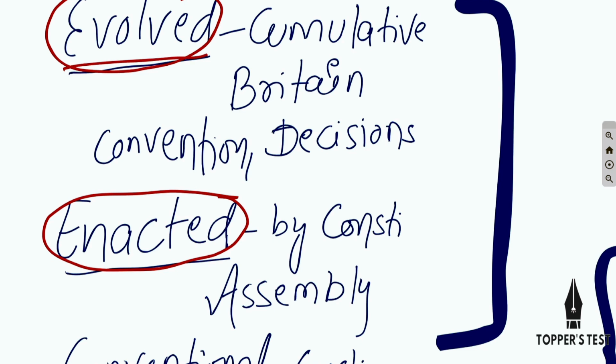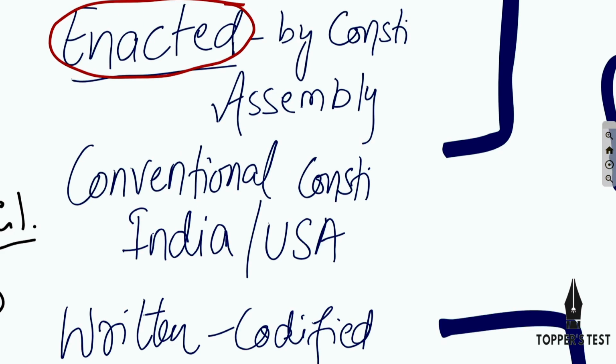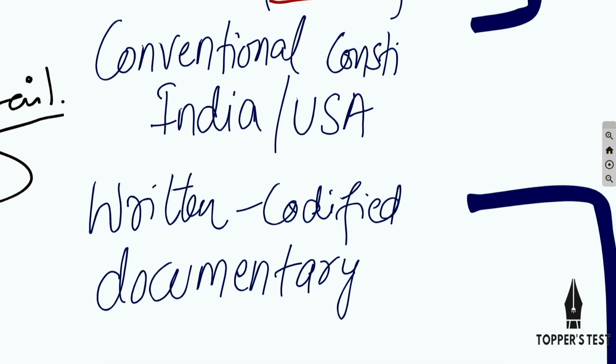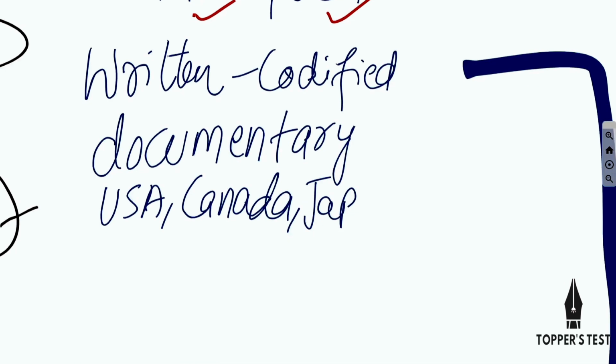If it is evolved, like it is added upon, then mostly it is unwritten. It is also called a cumulative constitution, and an example is Britain, where it is through convention and judicial decisions. Another type is enacted. Enacted is like voted upon. It is made mostly by a Constitutional Assembly, in almost every case. It is also called a conventional constitution. India has this conventional constitution, and the USA also has this conventional constitution.